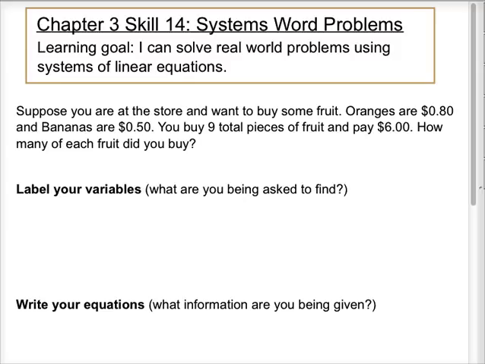Suppose you're at the store and want to buy some fruit. Oranges are 80 cents and bananas are 50 cents. You buy 9 total pieces of fruit and pay $6. How many of each fruit did you buy?